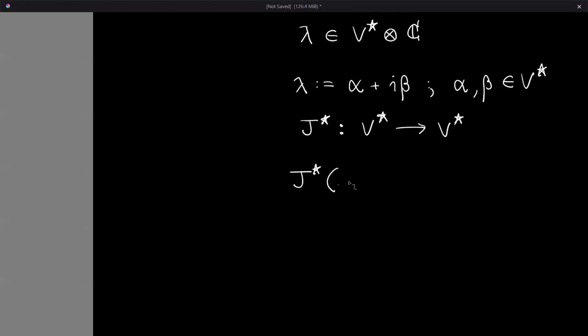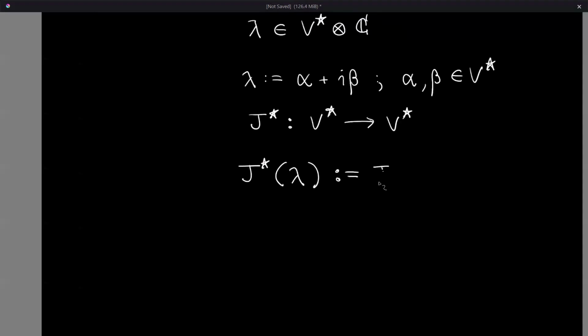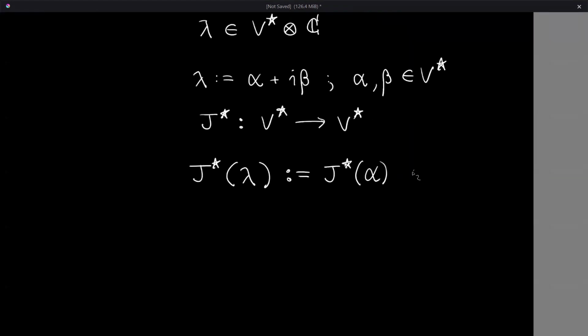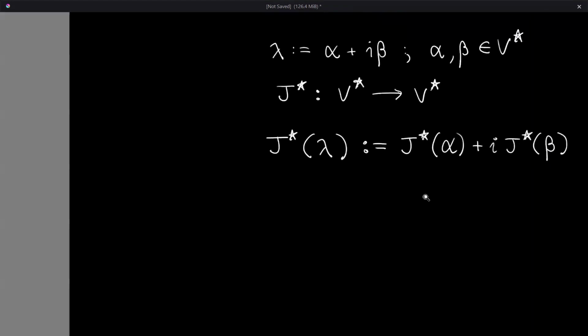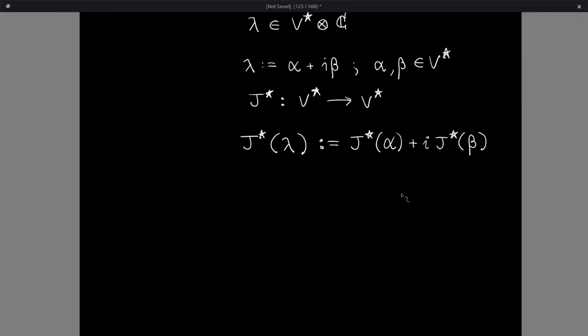So J star of lambda is going to be, by definition, equal to J star of alpha plus i times J star of beta. That's how we're going to define it. So J star is defined on V star, which means that this is well defined. And again, because it's defined on V star, this is also well defined. And overall, this will be an element of V star tensor C.